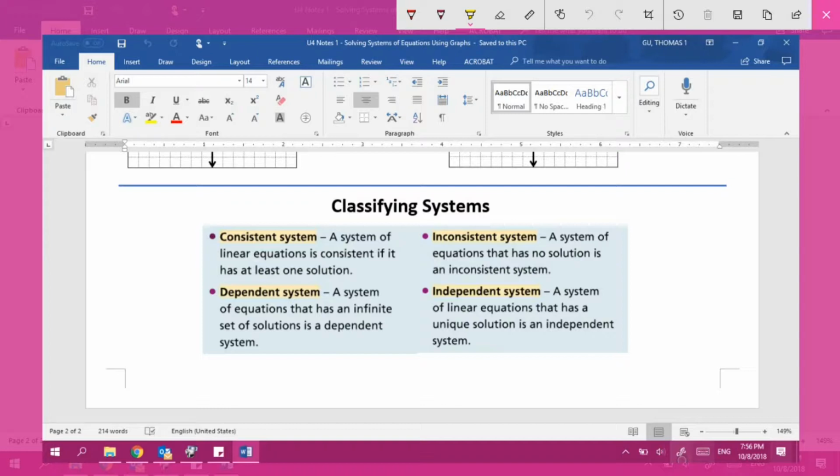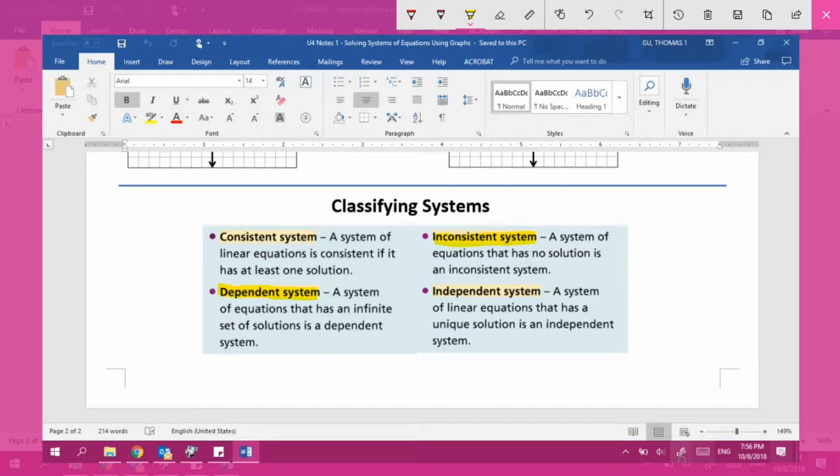Next up, we've got inconsistent system. If a consistent system has at least one solution, an inconsistent system has no solutions. No solution. Next up, we've got the dependent system. That's a system of equations that has an infinite number of solutions.